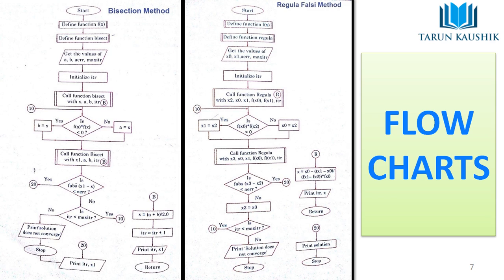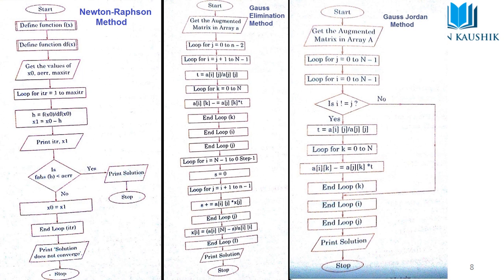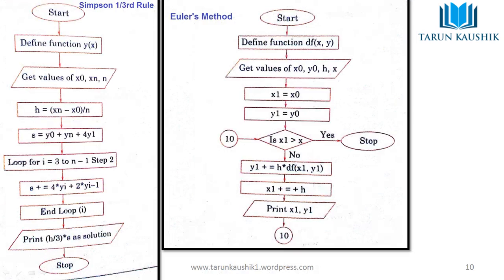So I have compiled it from various sources at one place so that you can go through once. So this is the bisection, regula falsi method, Newton-Raphson, Gauss elimination, Gauss-Jordan, Gauss-Seidel method, trapezoidal. We have done these rules, but we have not done this. We are not doing the flow chart method of this. So 1/3 rule, this was asked in the UPSC 2014.